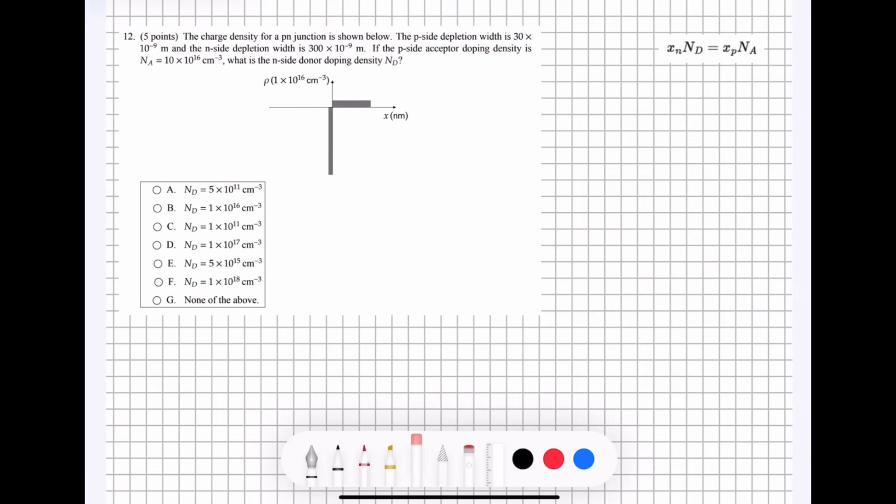Question number 12 says, the charge density for a PN junction is shown below. The P-side depletion width is 30 times 10 to the negative 9 meters, and the N-side depletion width is 300 times 10 to the negative 9 meters. If the P-side acceptor doping density is Na equal to 10 times 10 to the power of 16 centimeters to the power of negative 3, what is the N-side donor doping density Nd? So for this problem, we have a relatively simple equation over here in the corner that you should write down, which will help us solve. And we're given all of the information to satisfy this equation in the problem statement.